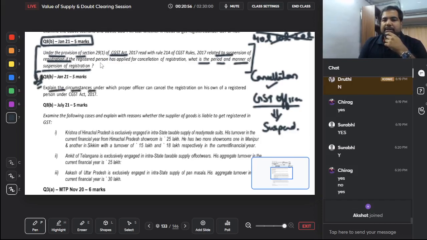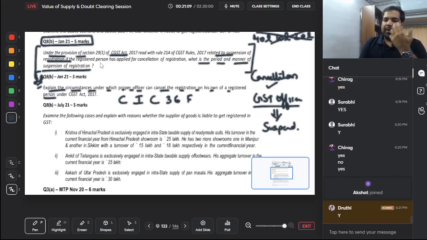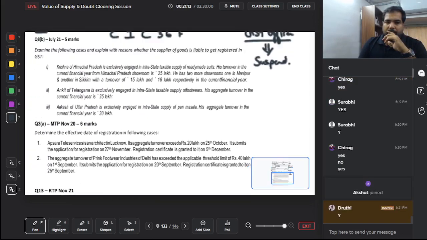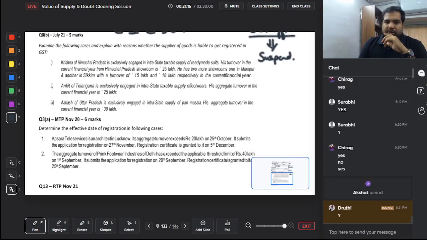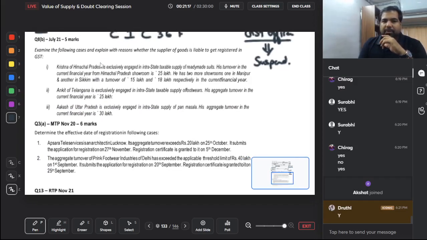Explain the circumstances under which the proper officer can cancel the registration on his own of a registered person. Do you remember, guys? Section 29 fraud. You need to explain any 5, and these are the 5. Let's go, guys. In July, again there was a question. Please read and please tell me whether registration is required or not in the first case.